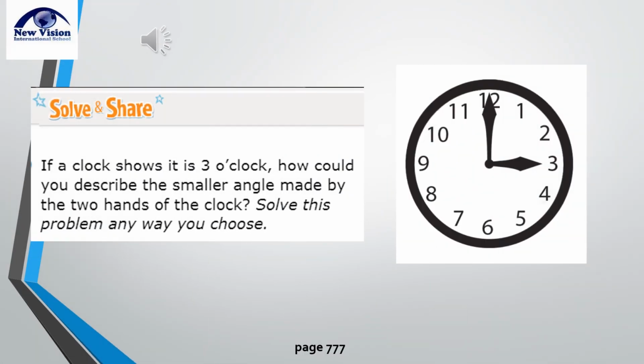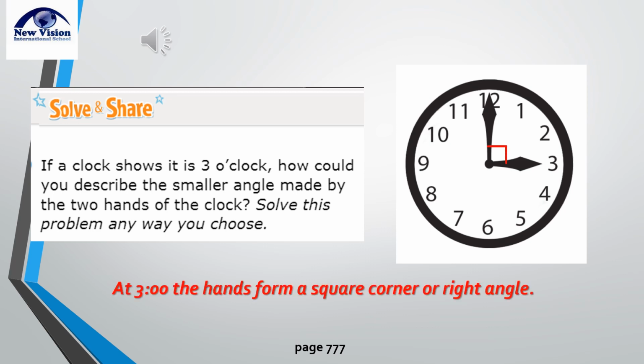Let's start with solve and share here. If a clock shows it is 3 o'clock, how could you describe the smaller angle made by the two hands of the clock? Solve this problem any way you choose. At 3 o'clock, the hands form a square corner or right angle. Therefore, the small angle measures 90 degrees. For more explanation, don't forget to watch the additional video. See the link written in your weekly plan.